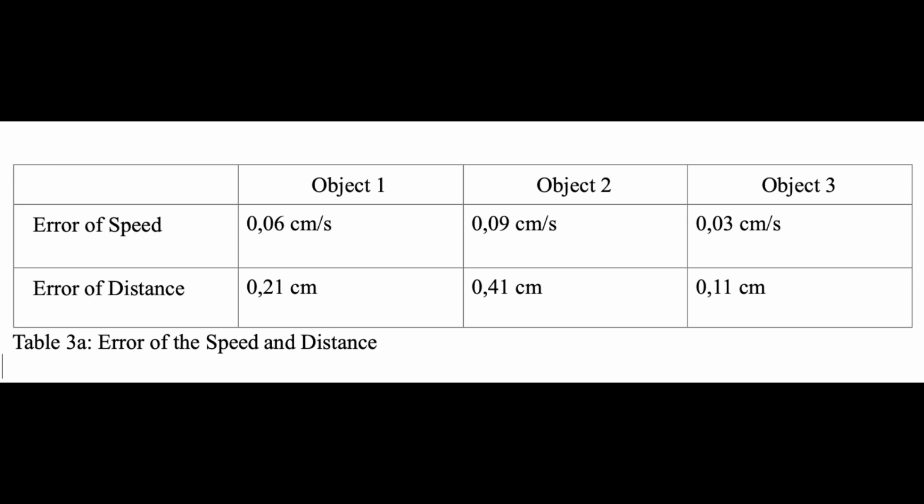According to my experiment and the theoretical results, for the first object, the error of speed is 0.06 and the error of distance is 0.21. For the second object, the error of speed is 0.09 and the error of distance is 0.41. For the third object, the error of speed is 0.03 and the error of distance is 0.11.